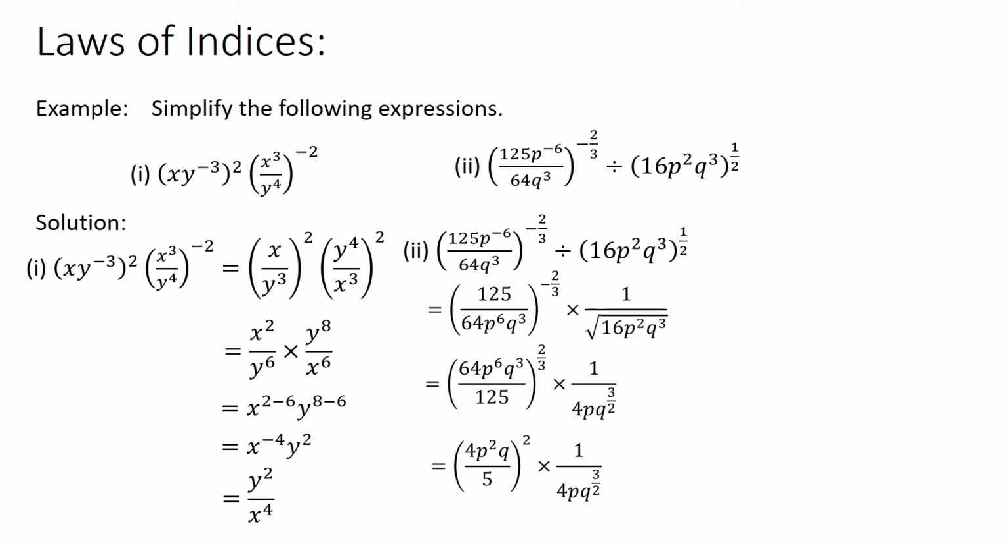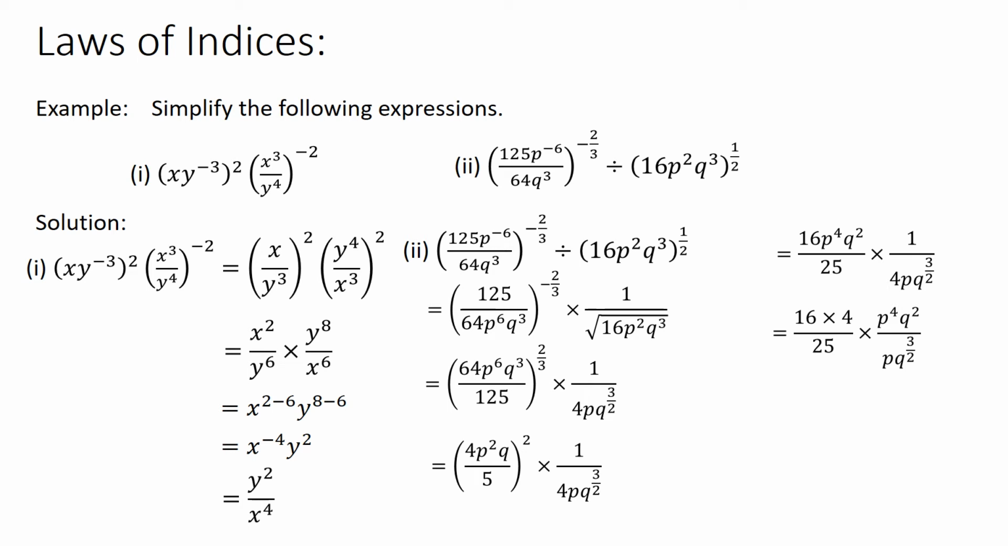Then we can start to remove the bracket. Firstly, we can take care of the 3, which becomes cube root of 64, which is 4. Cube root of 125 is 5. And for the remaining power, you can divide by 3, which becomes p squared and q. Next, the square. So 4 squared becomes 16, 5 squared becomes 25, and the power you can multiply by 2 becomes p to the power 4 and q squared.